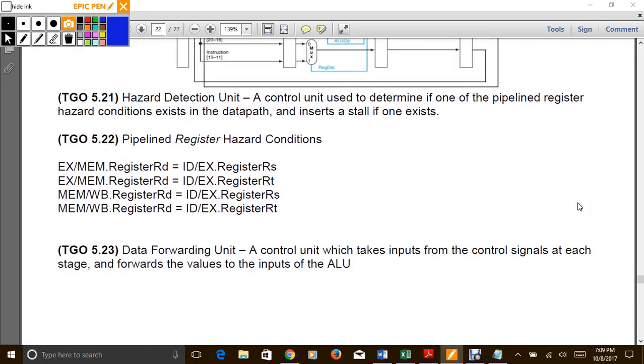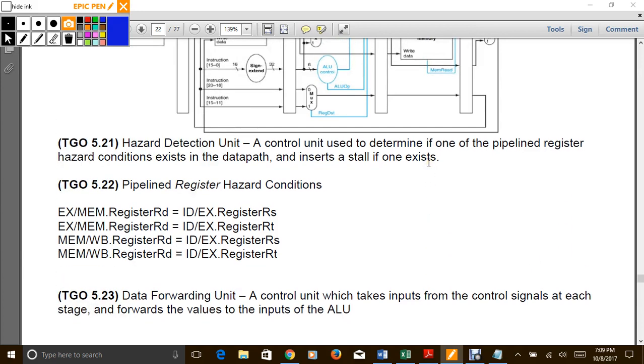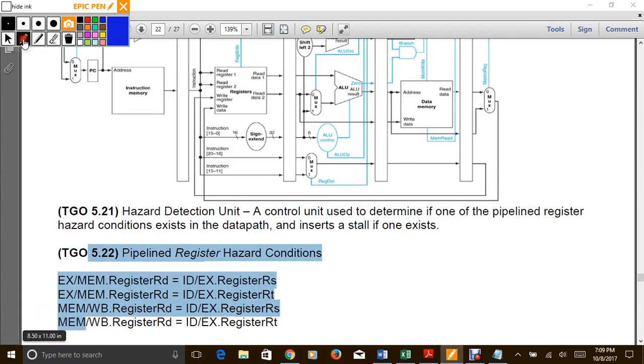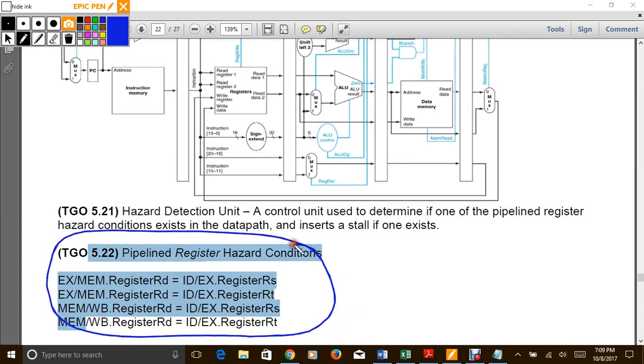So the hazard detection unit is a unit used to determine if one of the pipeline register hazard conditions exists in the data path, and inserts a stall if one exists. And so these are the 4 conditions in Topic of Guide Objective 5.22. So I'm going to go back up to the data path here and compare that to this information.